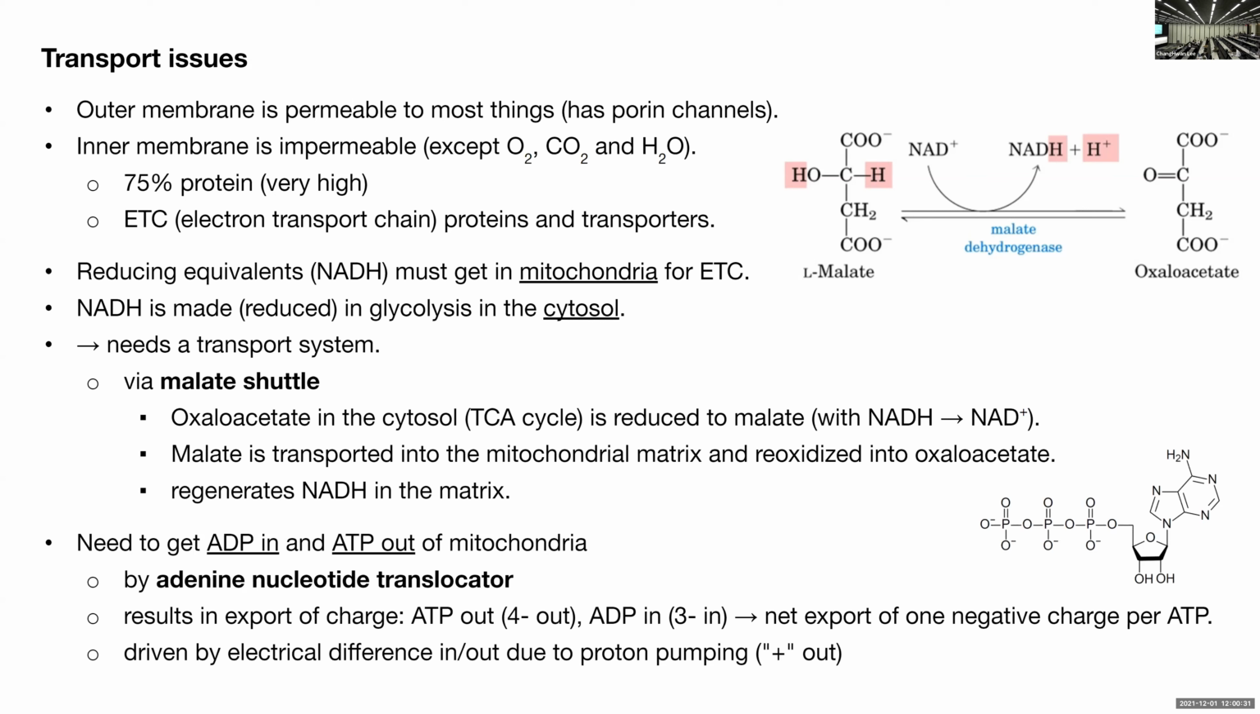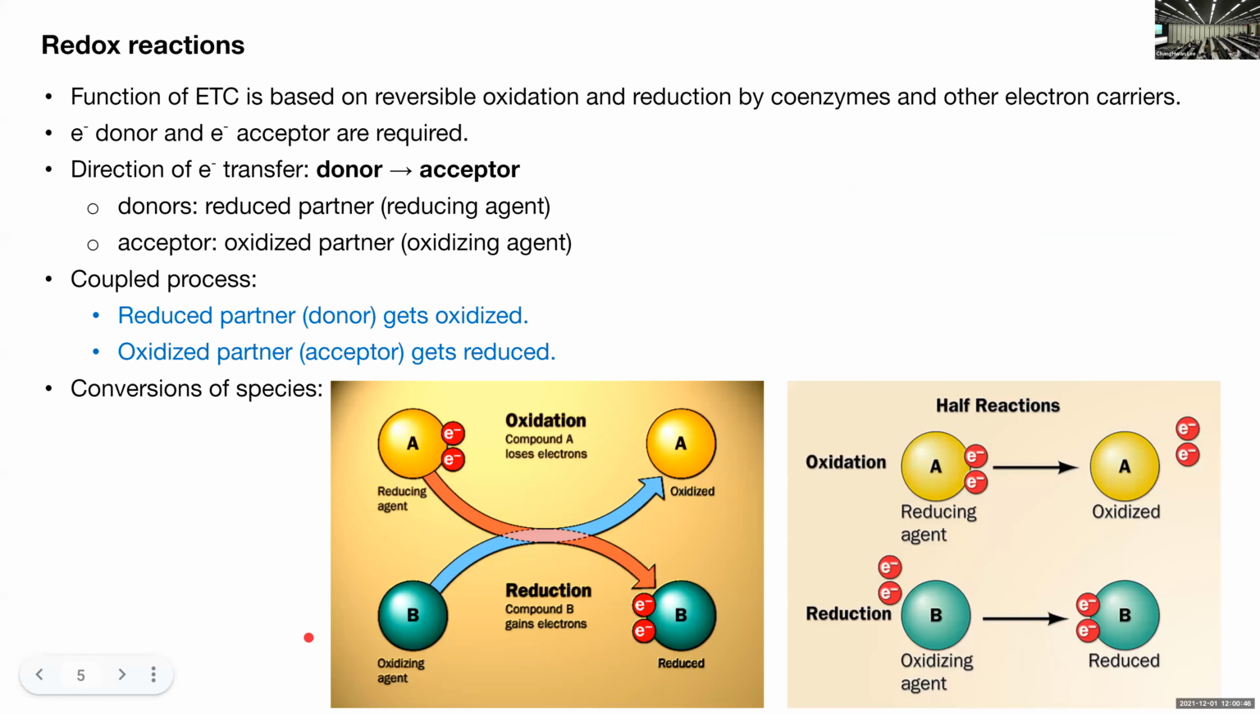So that means this ADP importing and ATP exporting won't require too much energy. It's sort of a natural process. It's following the electrochemical gradient. Any questions so far?